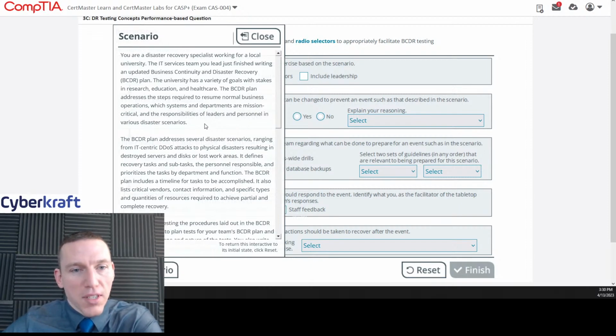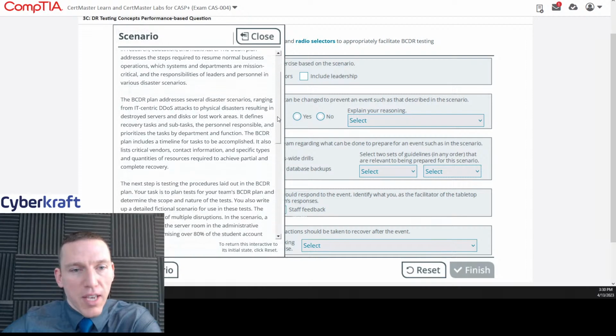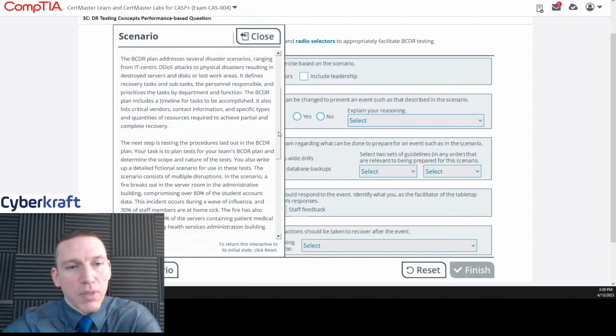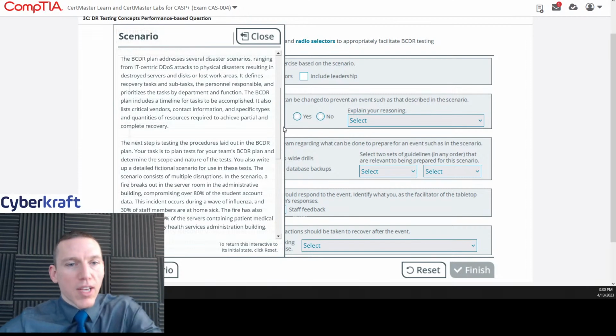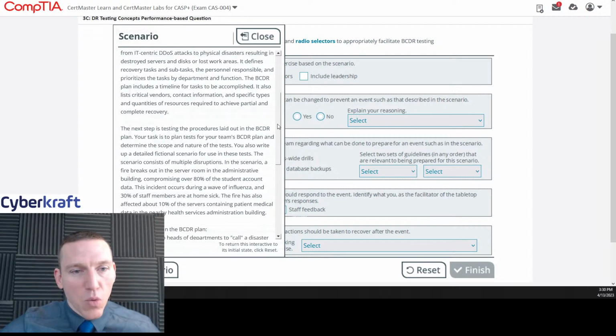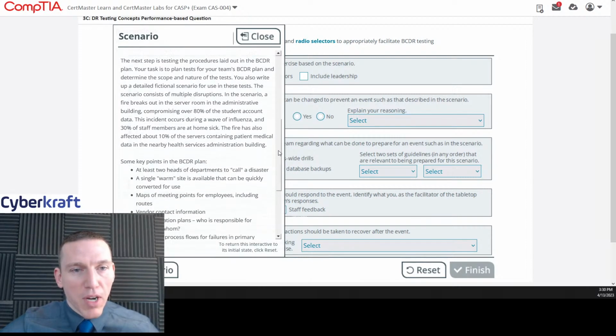The BCDR plan addresses the steps required to resume normal business operations, which systems and departments are mission critical, and the responsibilities of leaders and personnel in various disaster scenarios. The BCDR plan addresses several disaster scenarios ranging from IT-centric DDoS attacks to physical disasters resulting in destroyed servers and disks or lost work areas. It defines recovery tasks and subtasks, the personnel responsible, and prioritizes the tasks by department and function. The BCDR plan includes a timeline for tasks to be accomplished. It also lists critical vendors, contact information, specific types, and quantities of resources required to achieve partial and complete recovery.